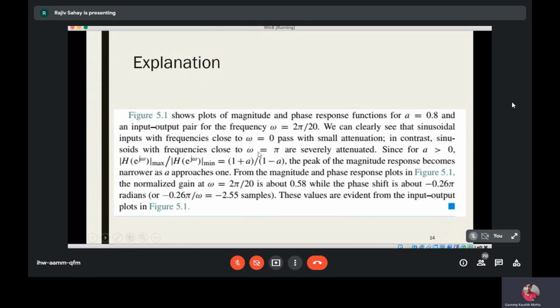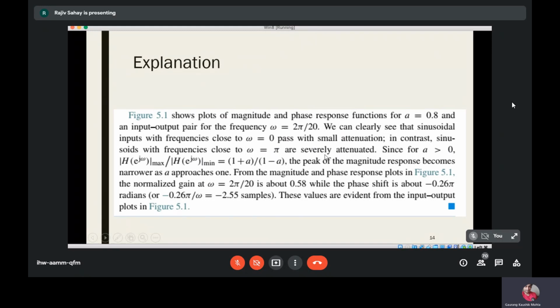So frequencies close to omega equal to 0 pass without too much attenuation. But frequencies close to the higher frequency range, that is omega equal to pi, are severely attenuated. So this is a low pass filter.